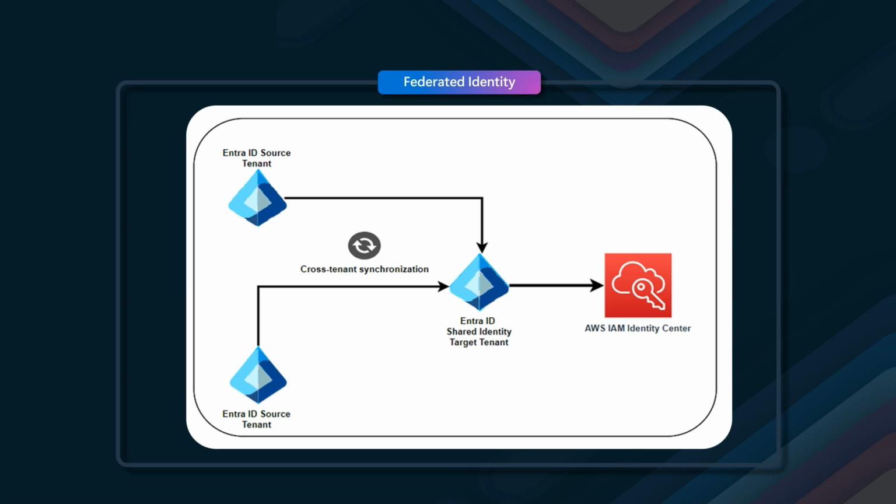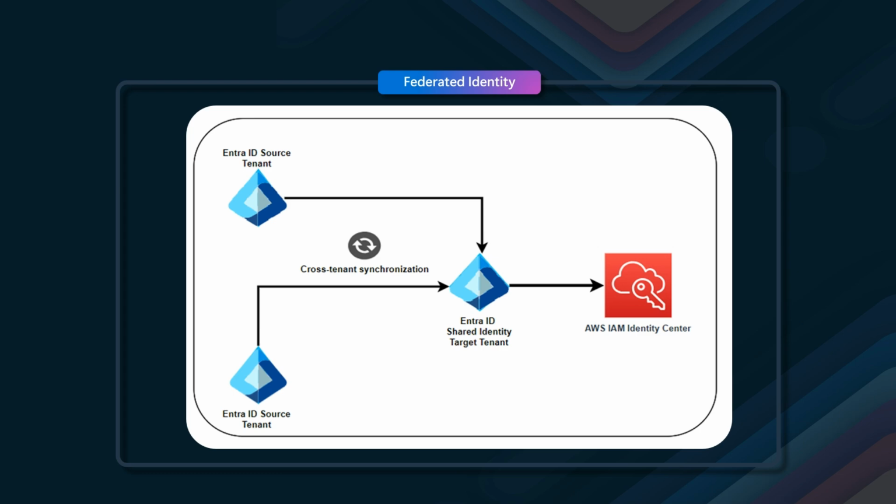So the Entra ID source tenant serves as the initial point of user identity information. In our environment, we have multiple Entra ID source tenants, which house the primary users' identities. To ensure consistency and accuracy across different systems, we have implemented cross-tenant synchronization. This mechanism ensures that any changes or updates made on the source tenant are automatically reflected in the target tenant.